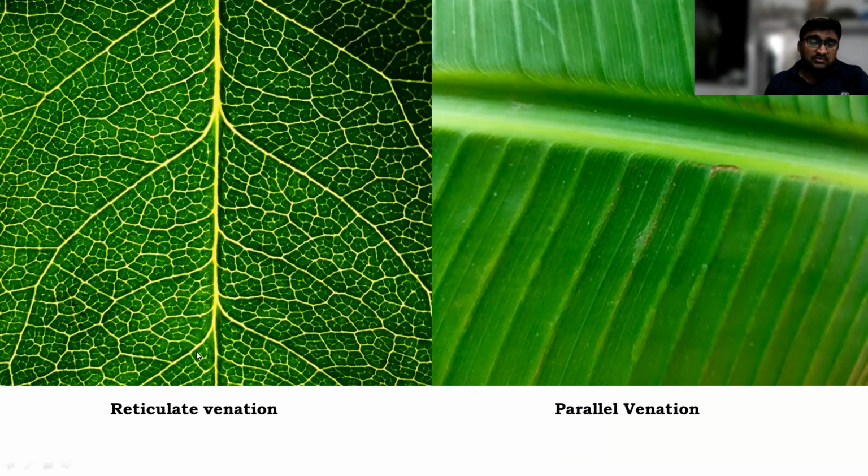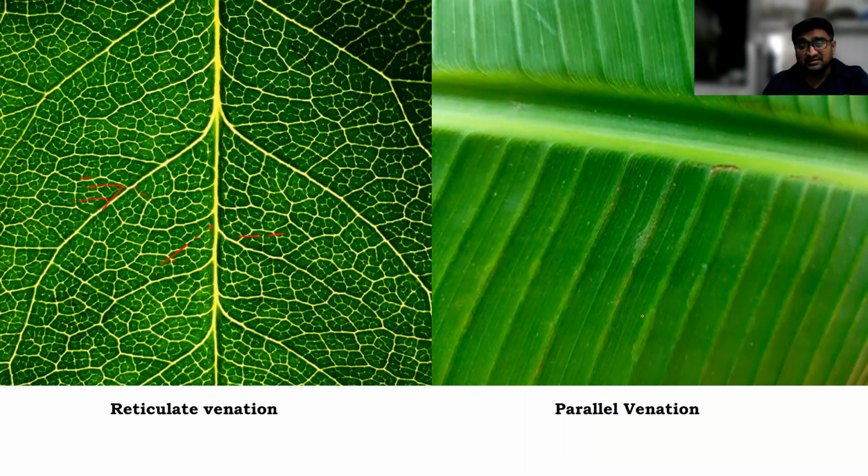Now you can see the two different leaves which are present in front of you. First is the leaf of the peepal plant. In that case, you can observe the venation. It is in an irregular pattern. It doesn't have any particular symmetry. Such an arrangement is known as reticulate venation. You can see there is no particular symmetry.